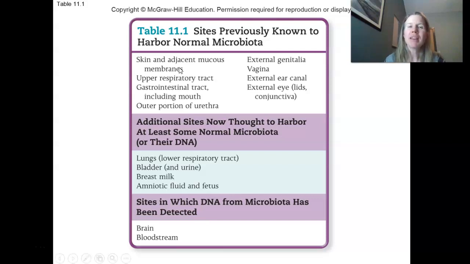But I like this because we'll talk about a lot of these places that we know have microbes, but now we're starting to use different technology, right? Using DNA, maybe looking for microbes that don't culture in the lab nicely. And we are starting to find them in other locations. Oh, look, there's the bladder, right? We've always said the bladder is sterile too.